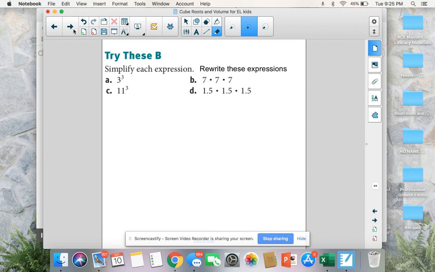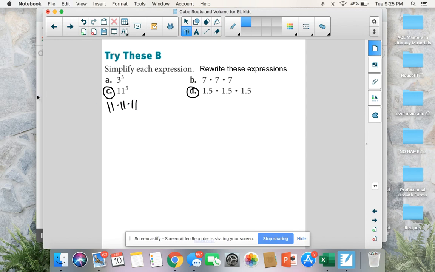So now I want us to jump into Try These B, and it says simplify each expression. So when you simplify it, it gives it to you in a couple of different forms. So I'm gonna do letter C and letter D, and then you're gonna do A and B. So here for letter C, 11 to the third power, or 11 cubed, is 11 times 11 times 11.